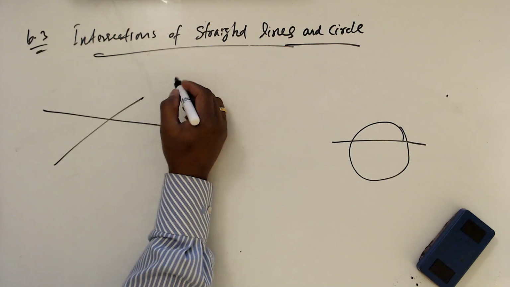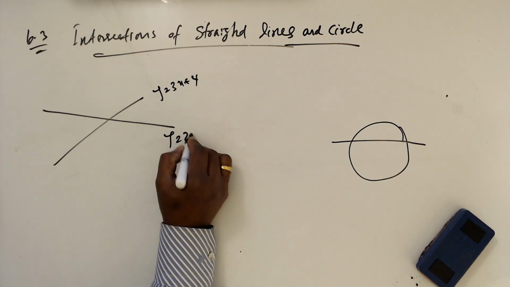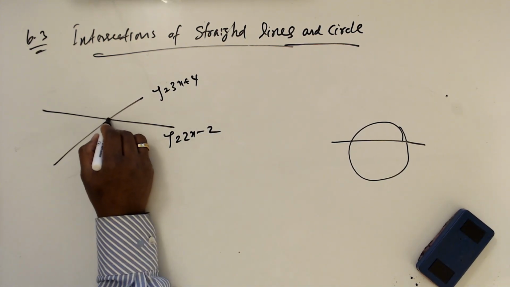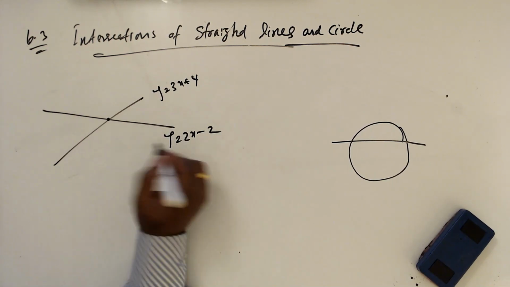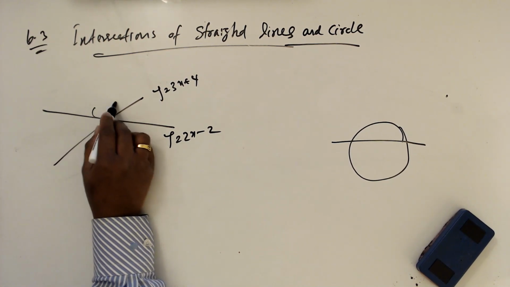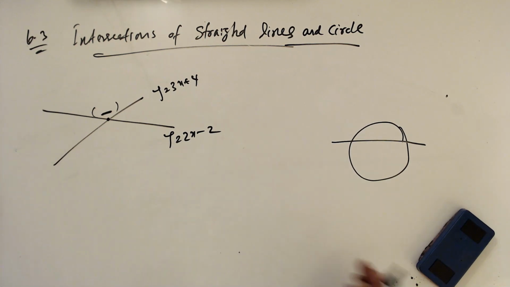If this is y equal 3x plus 4 and this is y equal 2x minus 2, then if we need to find this intersection point, we solve those two equations simultaneously and find the coordinate.